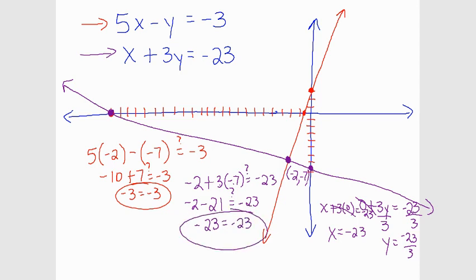I hope you gained a little bit of appreciation for what it takes to graph a system of linear equations.